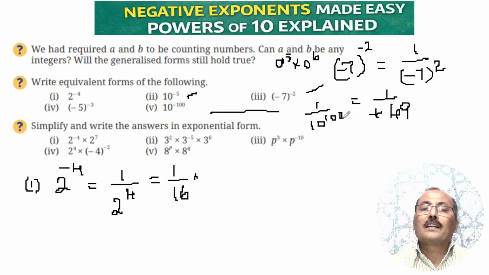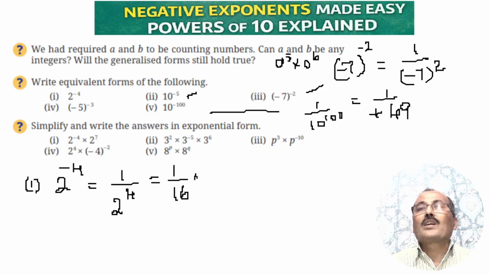No need to write a 10 followed by 100 zeros and all. You can leave it as it is. If you feel that it is a smaller number, you can expand it. I wrote 1 by 49 here because it is a smaller number, so you can expand. If you feel it is a bigger number, no need to expand, you can leave it as it is.